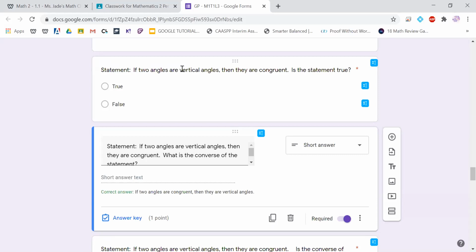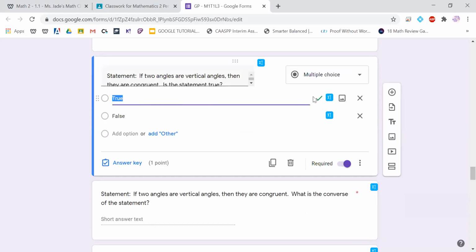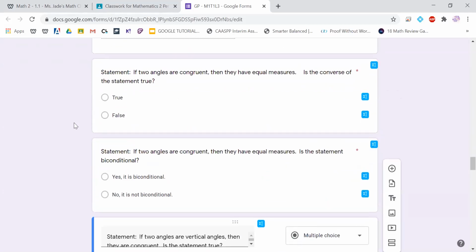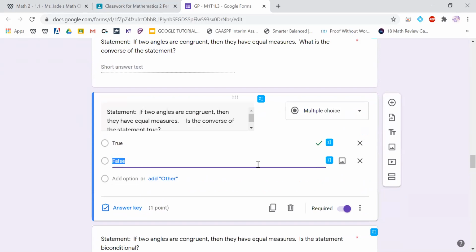Anyways, so statement, if two angles are vertical angles, then they are congruent. So I want you to put true. Okay, so this one's true. And you can see there's a check mark here, okay? It's true. What was the one before that? Oh, were we here? This one? This is biconditional, yes. Yeah. This one is true. The converse of that statement was true.